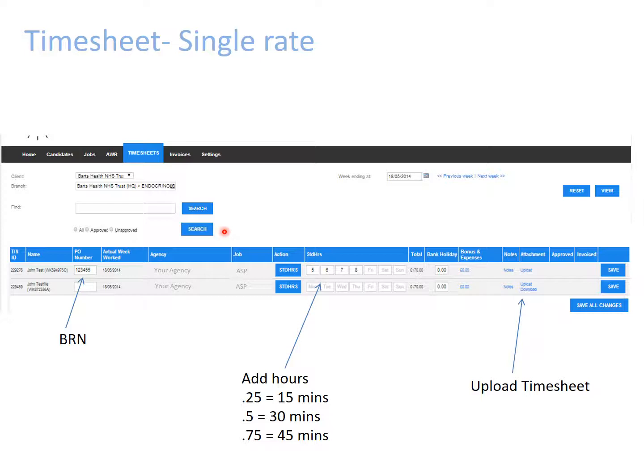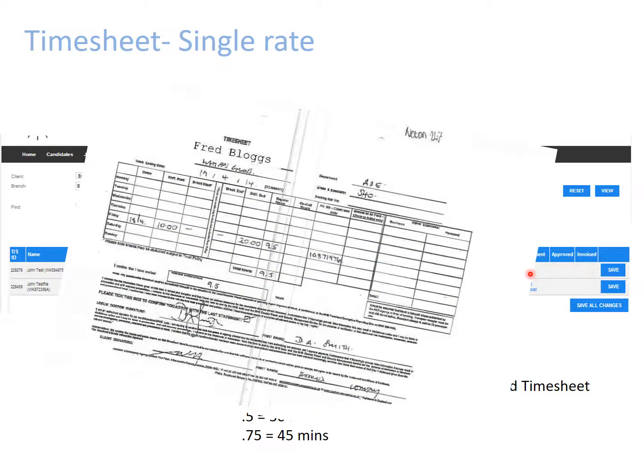So every time you have a query about a timesheet or something that has a problem about a candidate not being paid, first thing you need to do is always go in and have a look at the notes. And then what we ask you to do is just upload a copy of the evidence. So the evidence could be your evidence, it could be the department's evidence, or it could be a generic trust timesheet. It doesn't really matter.